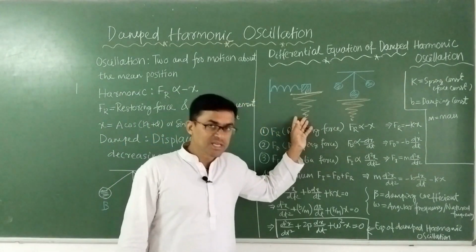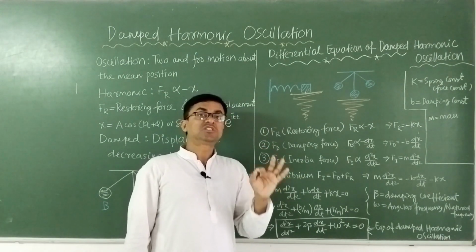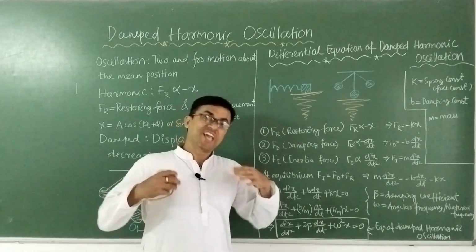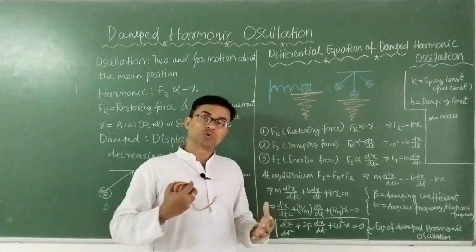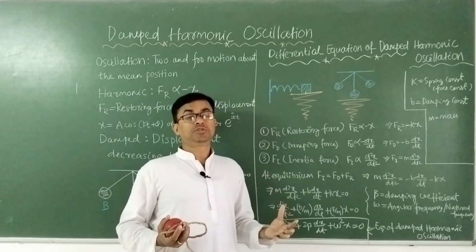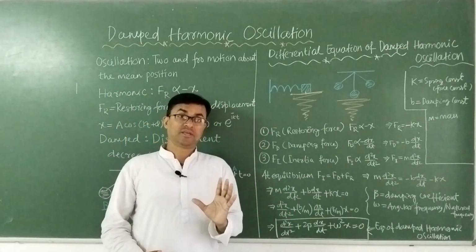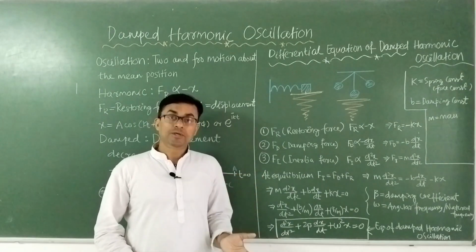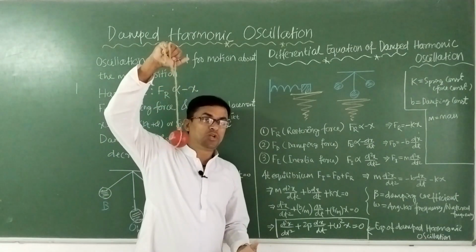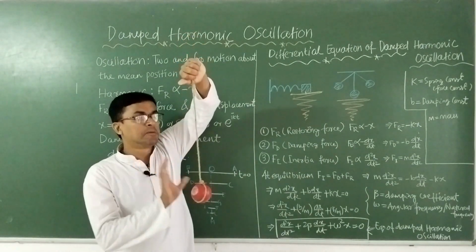Before starting this differential equation, we need to know what forces are there during the damped harmonic oscillations, what forces help the mass to move around the mean position, and what forces always try to reduce the amplitude, because finally the mass comes to rest. That means some force is there which is reducing the amplitude. So let's discuss. There are three types of force acting on this oscillation of this simple pendulum.